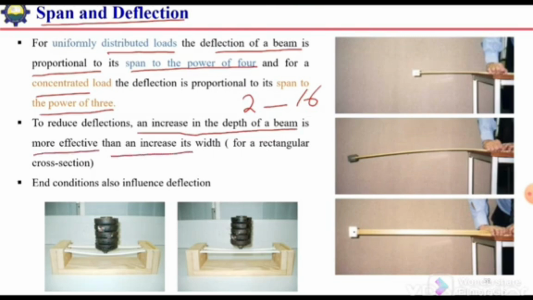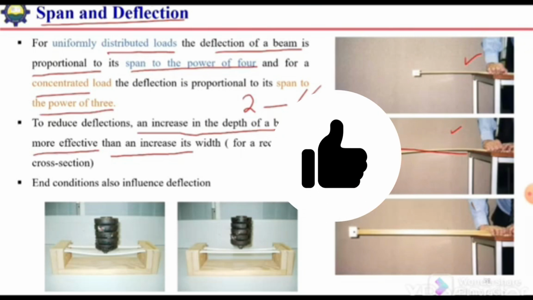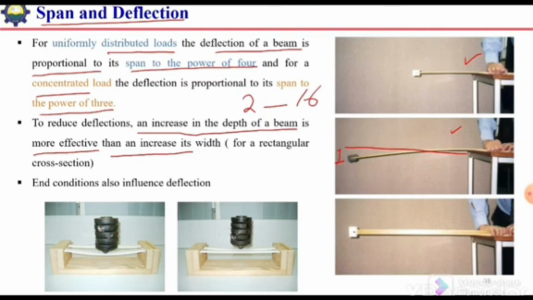To reduce the deflection, an increase in depth of a beam is more effective than an increase in its width. So here we have a demonstration that just by increasing the span, the deflection has significantly increased. And if we want to improve the stiffness of the member, or we want to reduce the deflection, then the better option is to increase its depth instead of width.